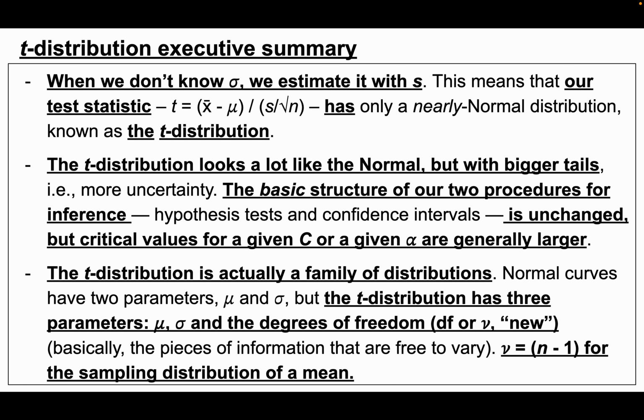Note that the t-distribution is actually a family of distributions. So normal curves have two parameters, mu and sigma, but the t-distribution has three parameters. It's got mu, sigma, and the degrees of freedom, which is noted df or nu. That's the Greek letter nu here. Even though it looks like a v, it actually makes the n sound. It's basically a lowercase n. And this is basically the pieces of information that are free to vary. So in this context, nu is equal to n minus 1 for the sampling distribution of a mean. We'll say more about degrees of freedom later.